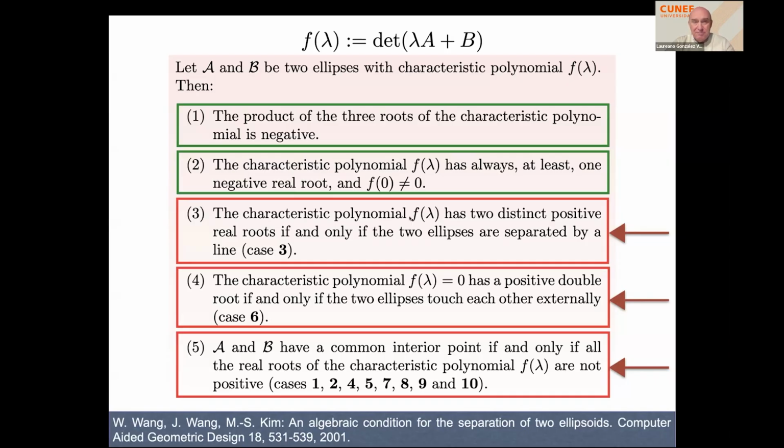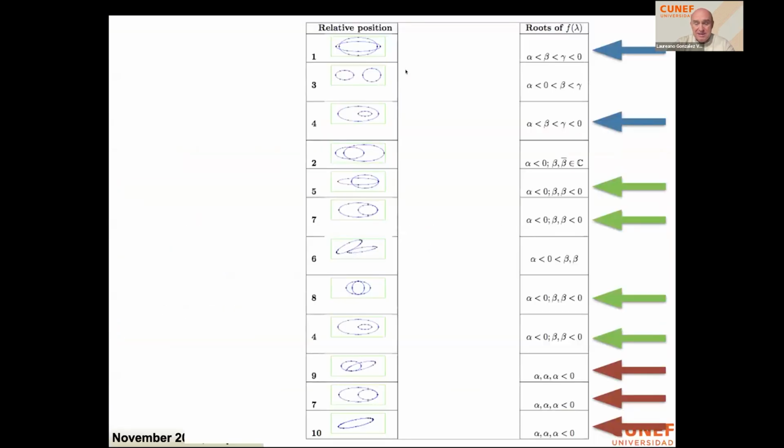This is something that quantifier elimination is able to compute in an easy way. So a natural question in this setting is whether the sign of the real roots of the characteristic equations for A and B is enough for characterizing all possible geometric configurations. And the answer is no.